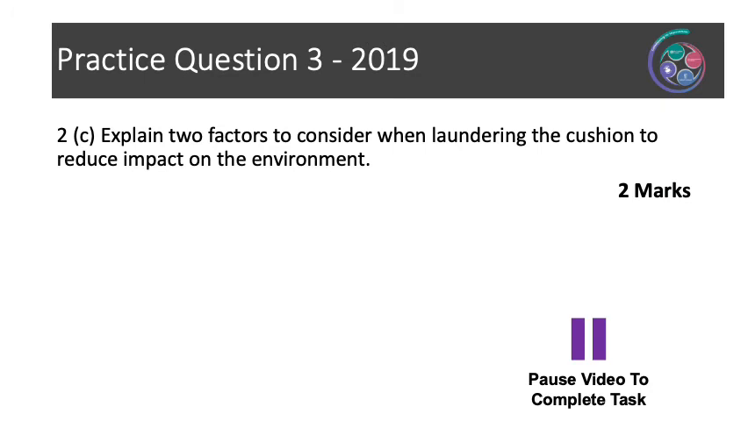So here is another practice question for you to try. This one is taken from the 2019 paper. Explain 2 factors to consider when laundering the cushion to reduce impact on the environment. Now, as before, just pause this video, have a go at completing the task yourself, and then when you're ready and happy with your answer, you can start the video again and we will go through some possible explanations.